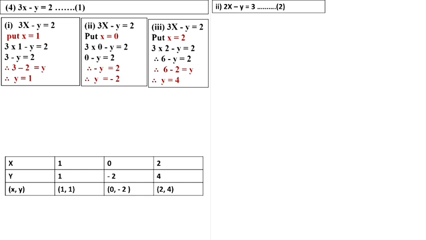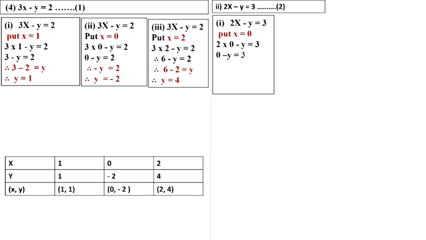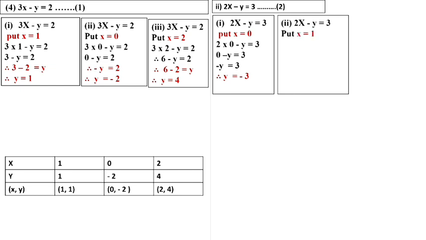The second equation of question number 4 is 2x minus y equal to 3. So for 2x minus y equal to 3, here we will take x equal to 0. In the same way we have to solve. So what y value did we get here? Minus 3. Now we will put the x value as 1. 2 into 1 minus y equal to 3. 2 ones are 2, minus y equal to 3. So minus y equal to 3 minus 2. 3 minus 2 is 1. So the minus sign will go to the right side and become minus 1.